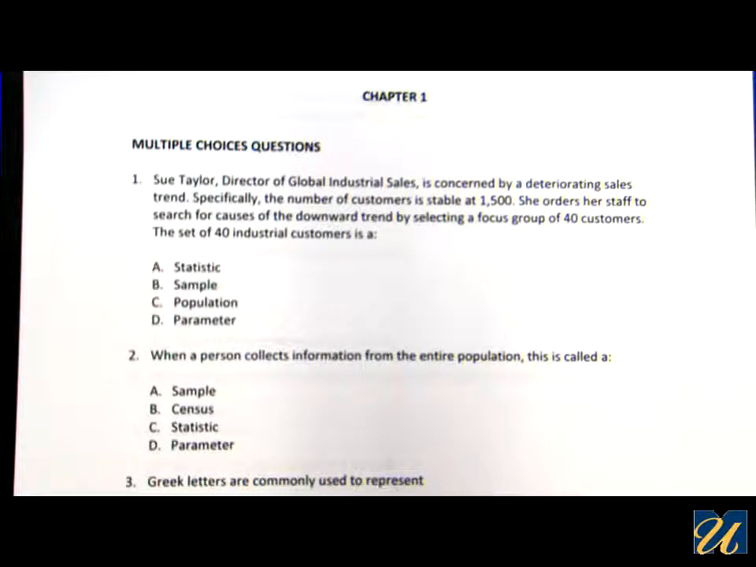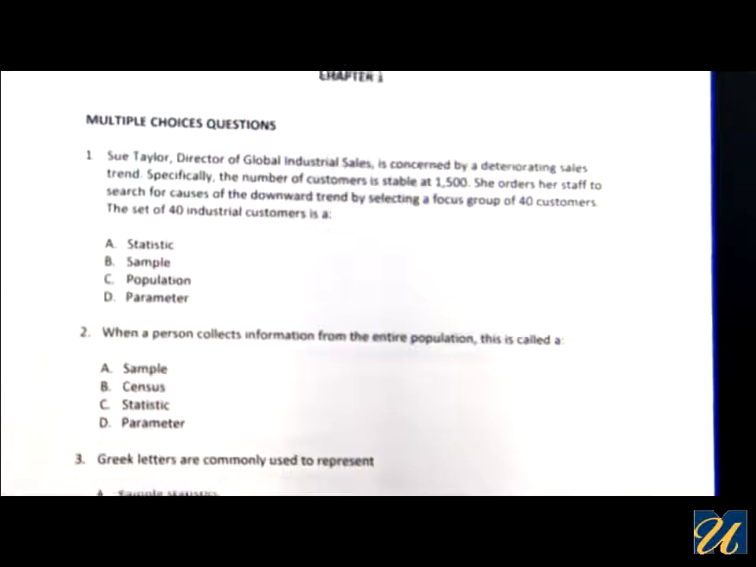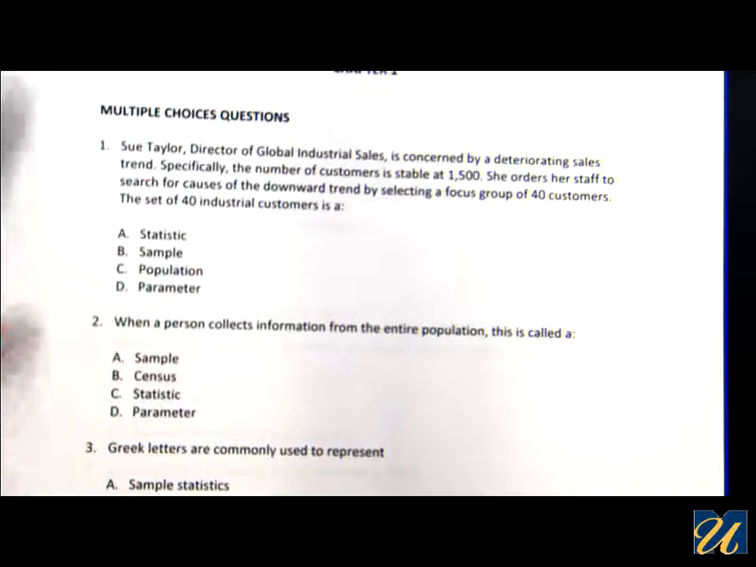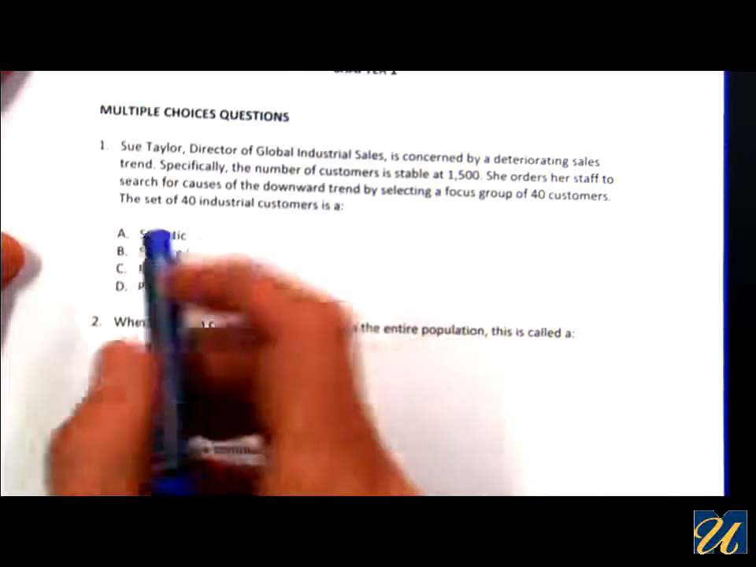Let's look at the exercises for chapter 1. We're starting with the multiple choice questions. Sue Taylor, Director of Global Industrial Sales, is concerned by a deteriorating sales trend. Specifically, the number of customers is stable at 1,500. She orders her staff to search for causes of the downward trend by selecting a focus group of 40 customers.